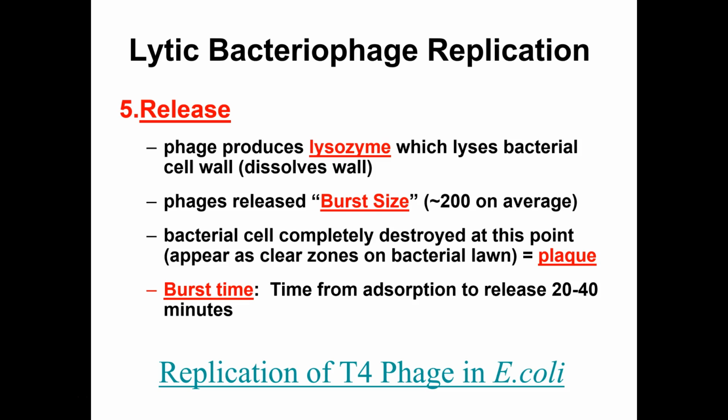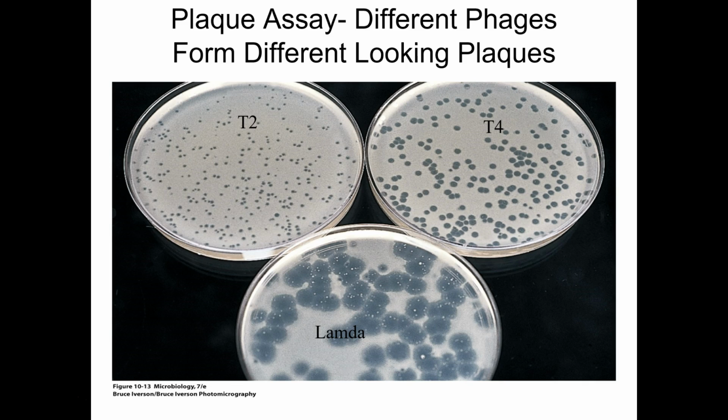Oh, a little video thrown in there too for you to watch if you want. And you can actually watch this happen. So what we got here is 3 different viruses. We're looking at plaque assays. So compare T2, T4, and lambda phages. All 3 plates have E. coli. E. coli is sensitive to all of these viruses. So you'll notice that there's these little clearings appearing.